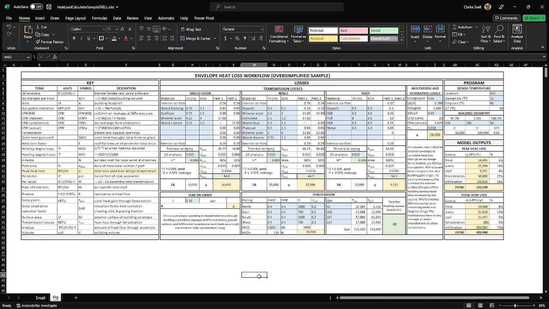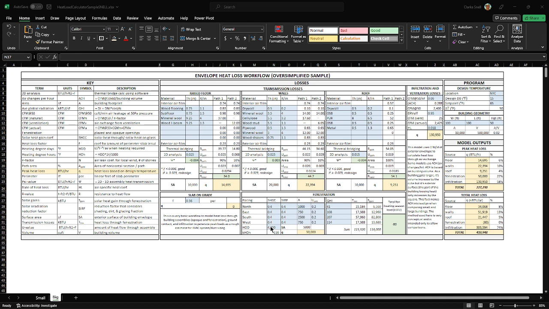There's other stuff in here because we need heating degree days and the total heating degree hours, and kilo heating degree hours are heating degree days times 24 divided by 1,000.